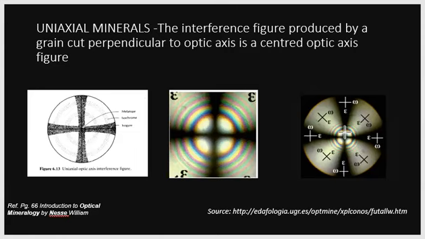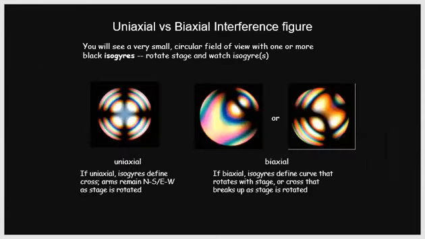So the vibration directions in uniaxial were fixed, unlike in the case of biaxial minerals. In the case of uniaxial, the figure stays like that. Biaxial is going to be like this. It's an optic axis figure. And when you split it, this gives you something like an acute bisectrix figure where two hyperbolas are there.